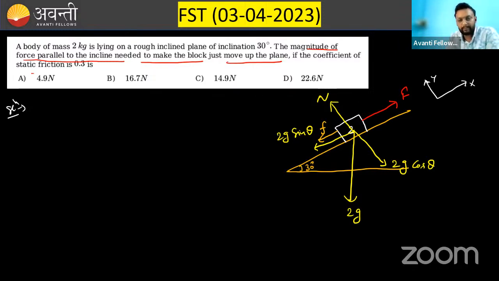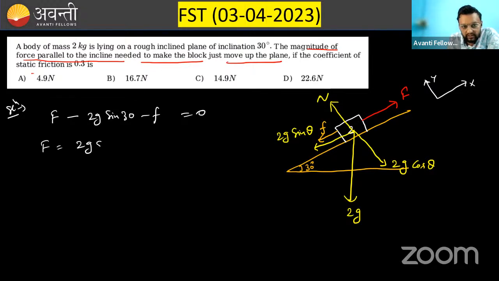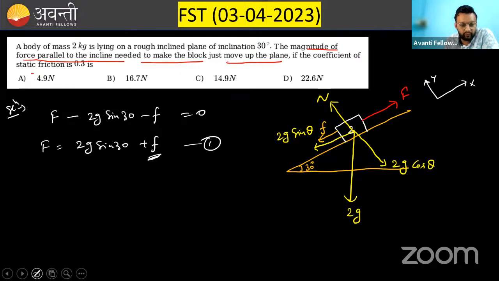Yes, I am writing the equation. F minus 2g sin theta, sin theta is nothing but sin 30, minus f is equal to 0. That means F is equal to 2g sin 30 plus f. Equation number 1. Now we need to calculate this frictional force.